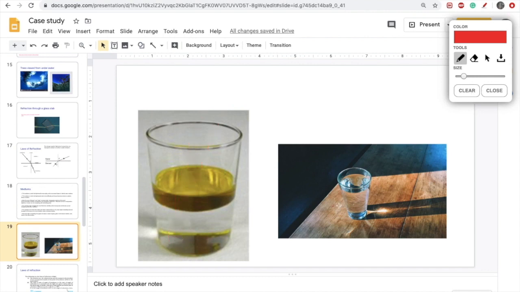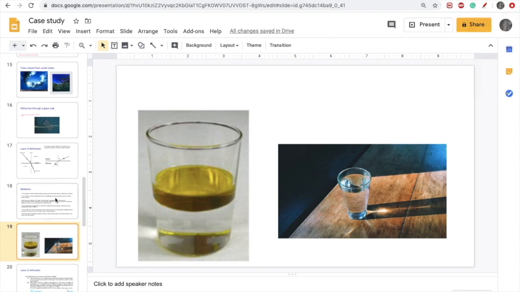Similarly here also, this is just a glass of water. If the light is going like this, first it will encounter the glass. In the air it is traveling very fast, in the glass it will become slightly slower, in the water it will become slightly faster again. Now let us look at where the light will go when it is traveling from rarer to denser and denser to rarer.